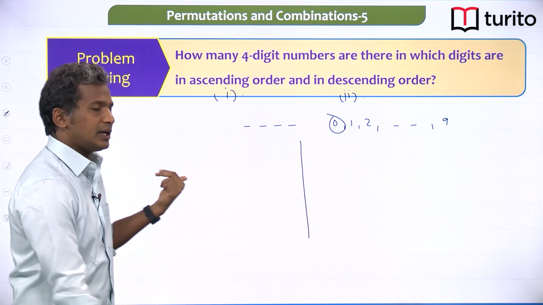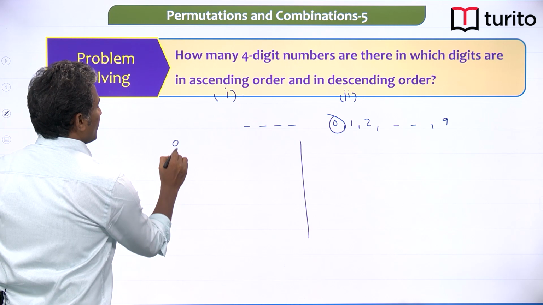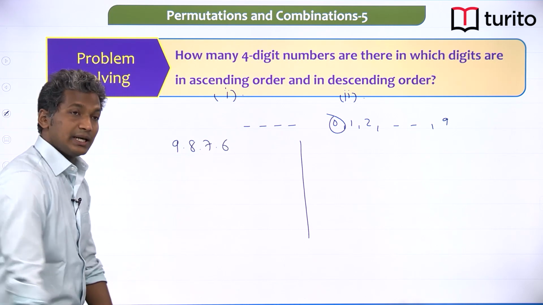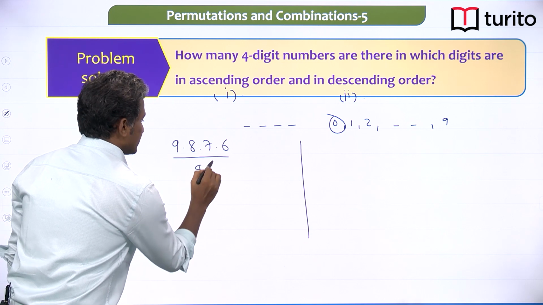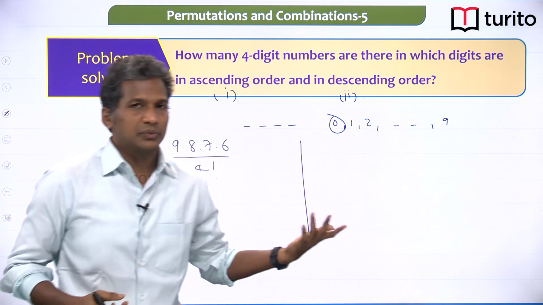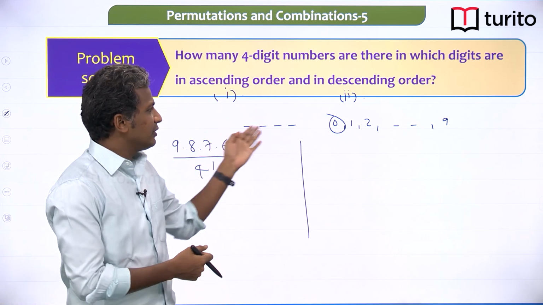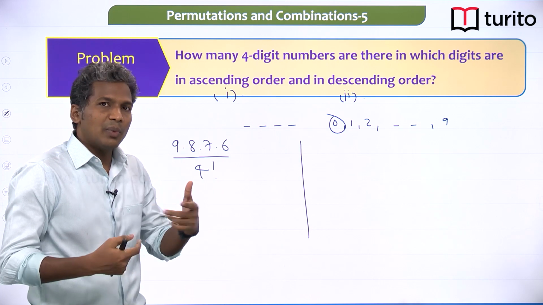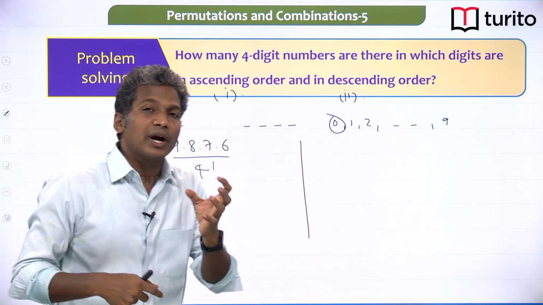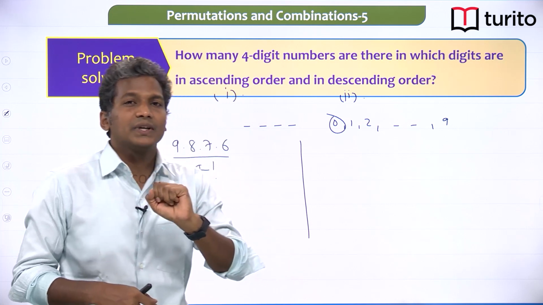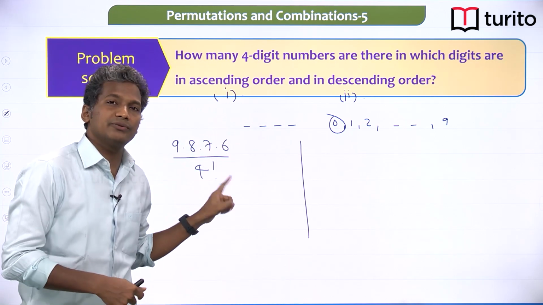So, how do we do that? We can do it in 9 into 8 into 7 into 6 divided by 4 factorial ways. Which method is this? This is the macro method or directly permute method. In general we can fill 4 places in 9 into 8 into 7 into 6 ways, but among the available 4 factorial orders we only want one of them. So, we multiply with 1 by 4 factorial.